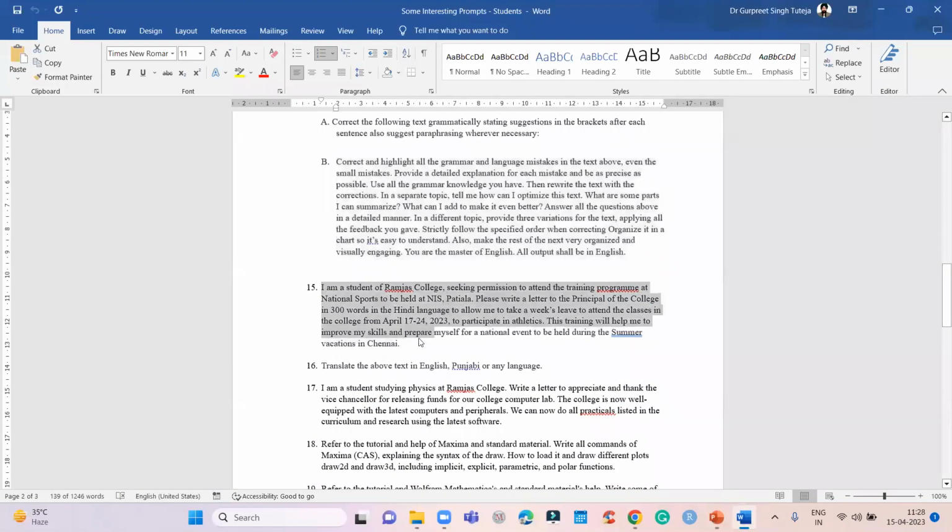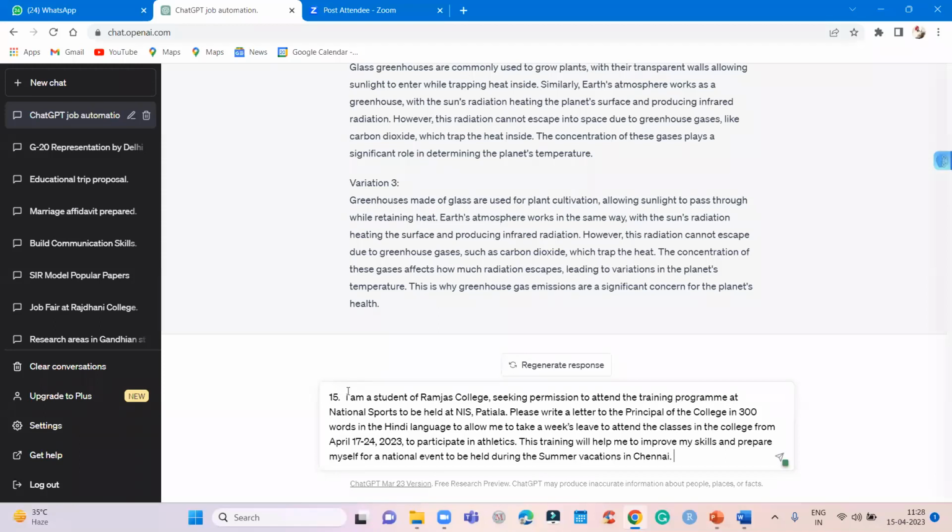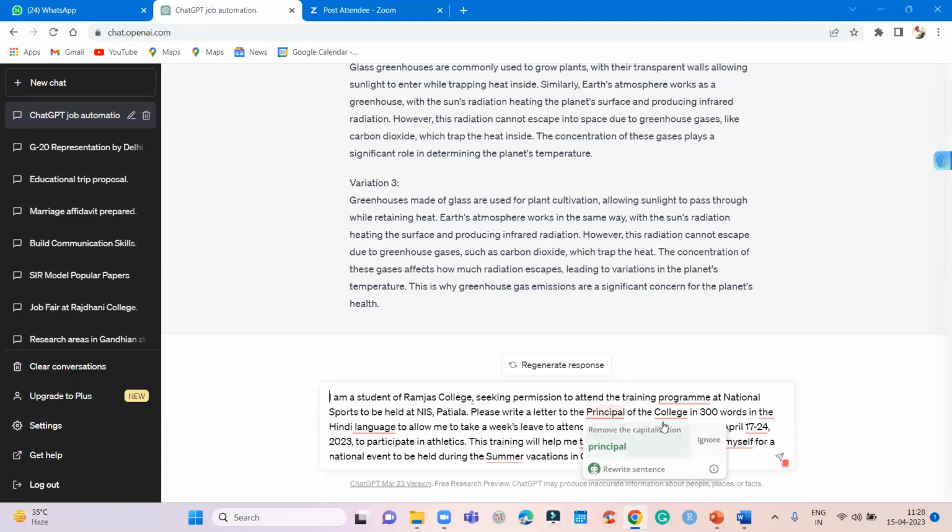Now, a very practical prompt. Very practical prompt, and you will enjoy this prompt. I am a student of Ramdas College, seeking permission to attend the training program at National Sports to be held at NIS, Patiala. Please write a letter to the principal of the college in 300 words in Hindi language to allow me to take a week's leave to attend the classes in the college from April 17 to 24, 2023 to participate in athletics. This training will help me to improve my skills and prepare myself for the national event to be held during the summer vacation in Chennai.